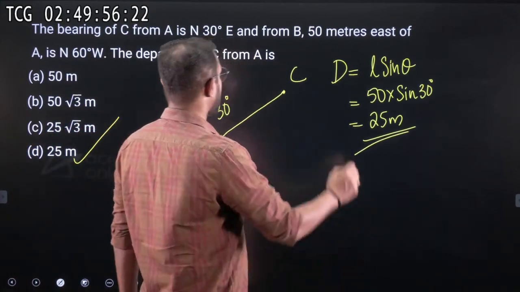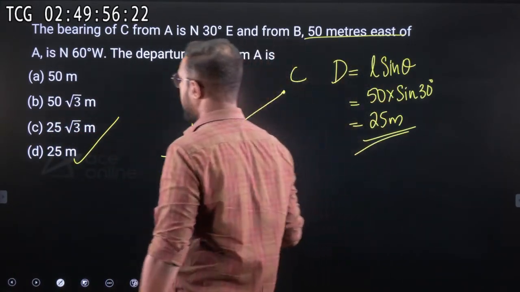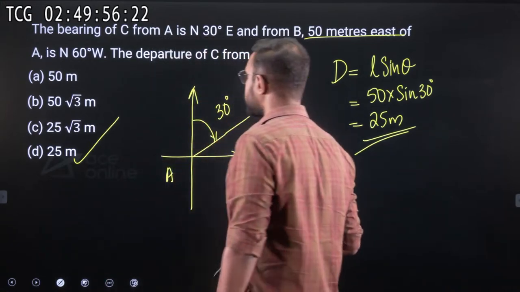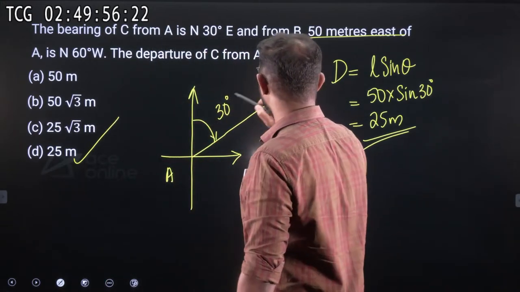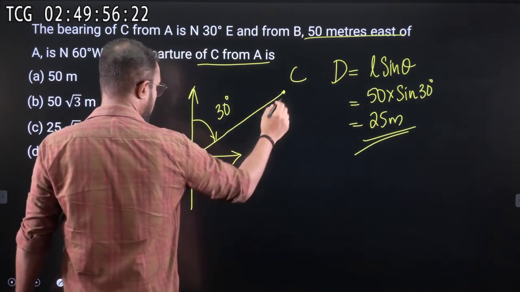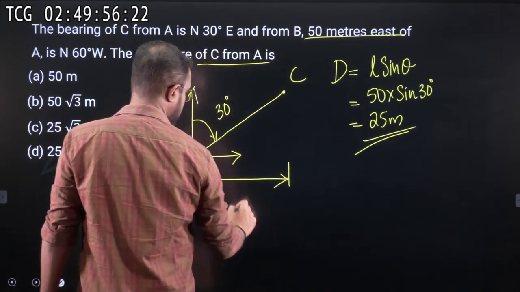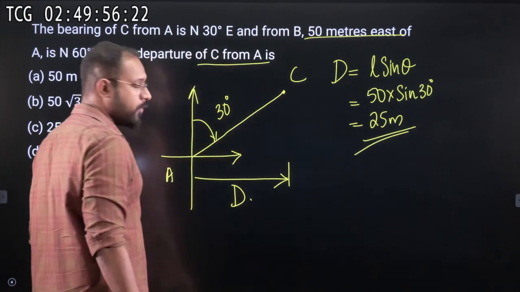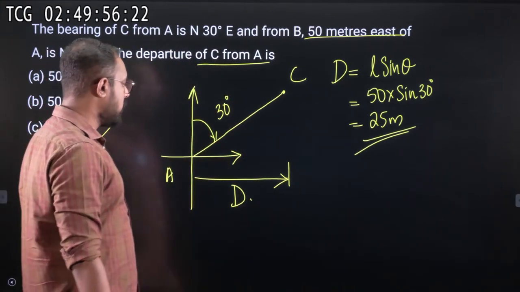So, 50 meters east of A is north 60 degree west. They are asking you for departure of C from A. Departure of C from A is this. This is the departure of C from A. So, we can go for this.